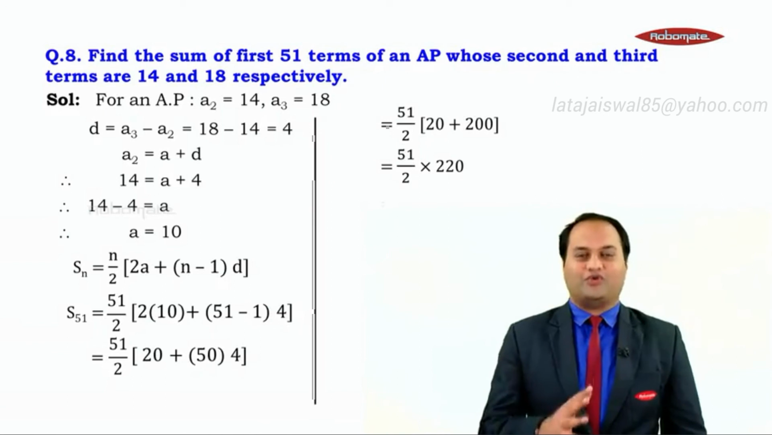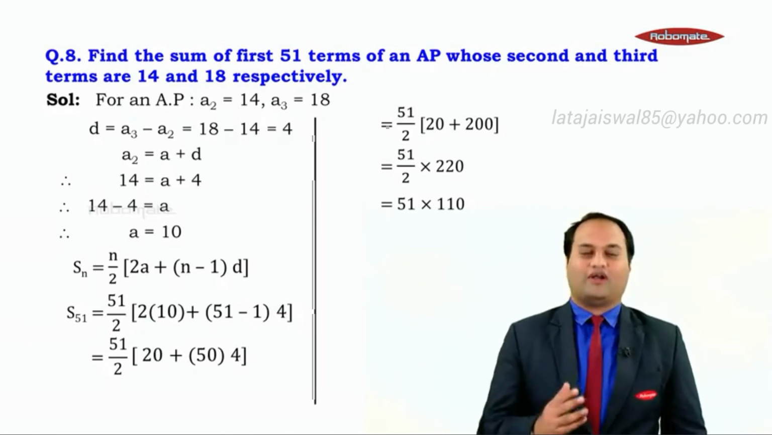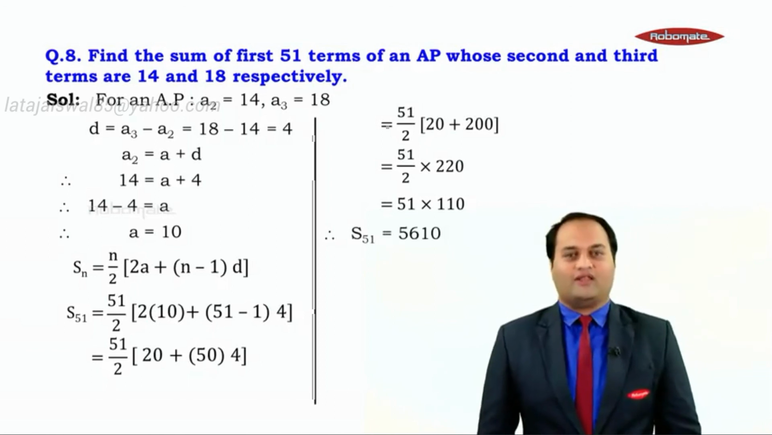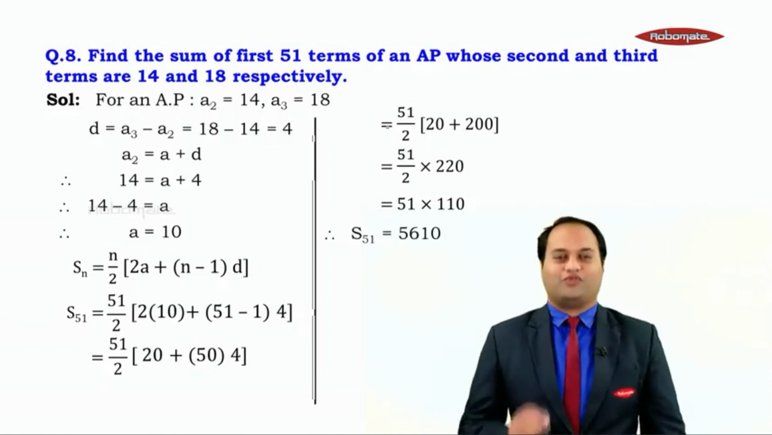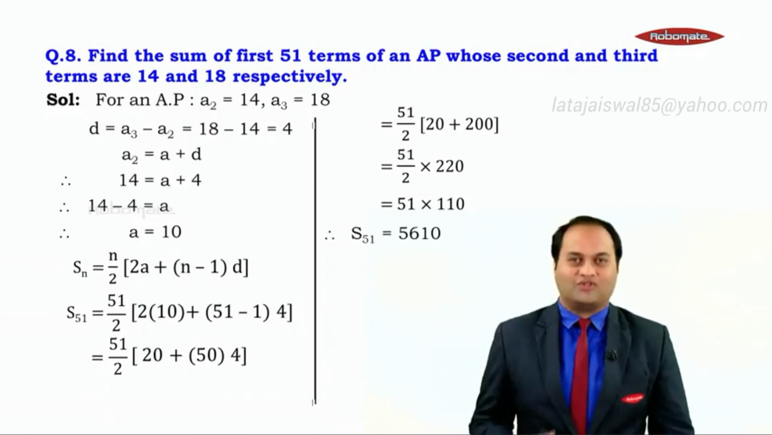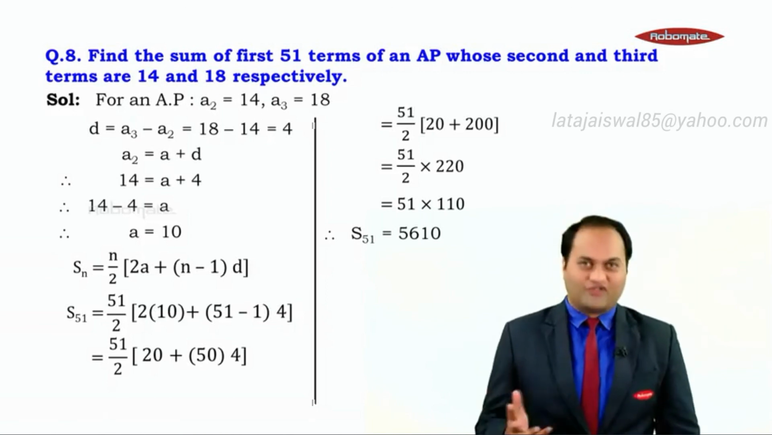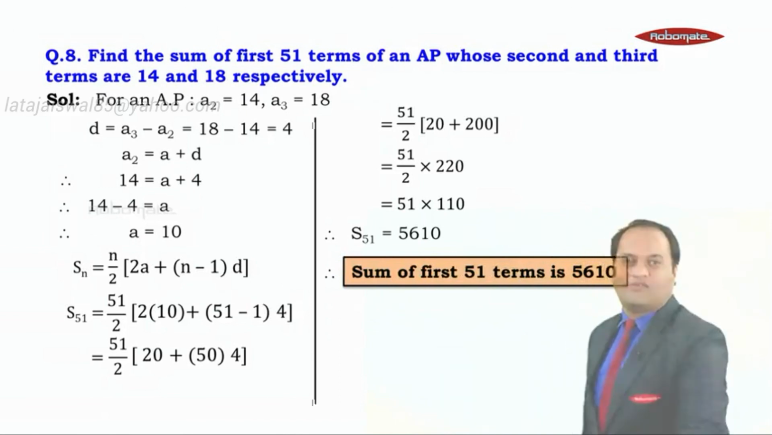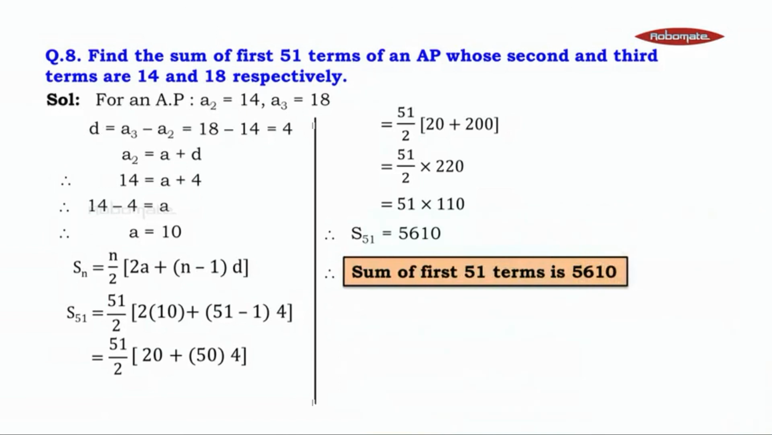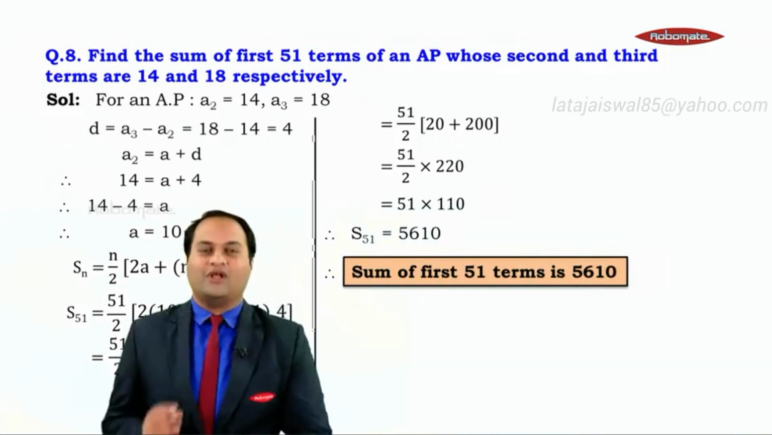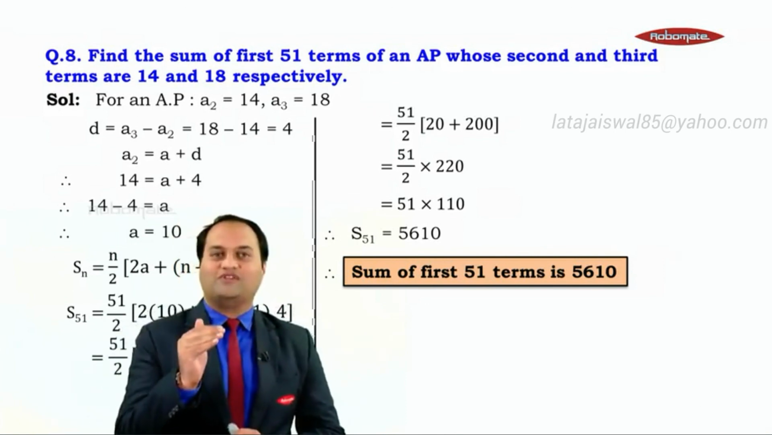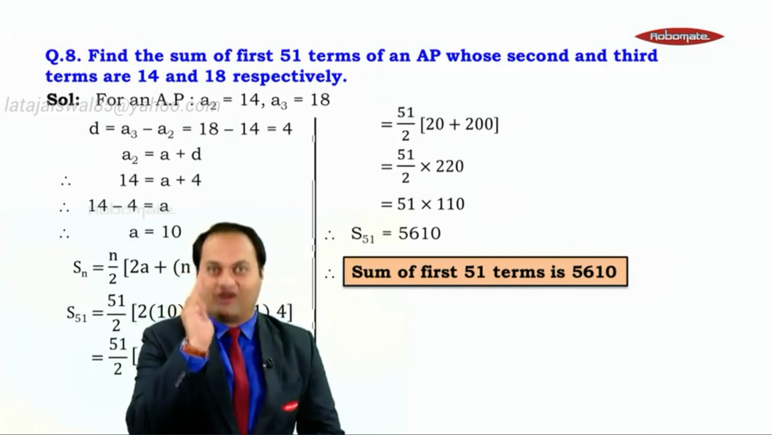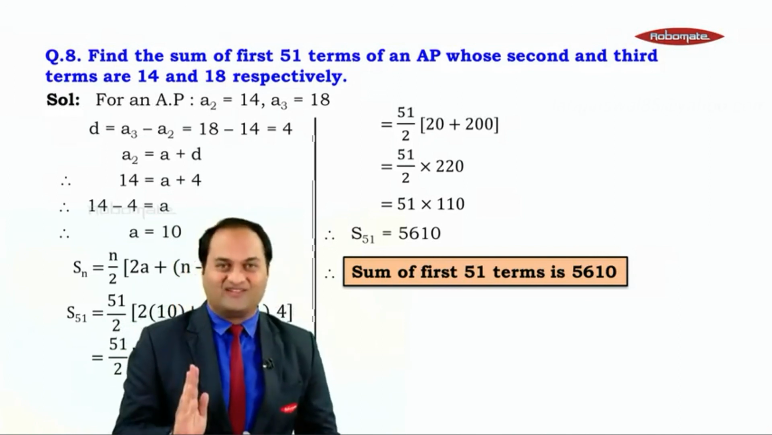Luckily for us, 2 and 220 can be cancelled. 2 into 110 is 220. So we get 51 into 110. Therefore, S51 is equal to 5610. So the question is find the sum of first 51 terms. The answer is sum of first 51 terms is 5610. Very, very simple. The only learning was A2 is given, A3 is given, directly find D. This is one area where you need to think, right? Simple.